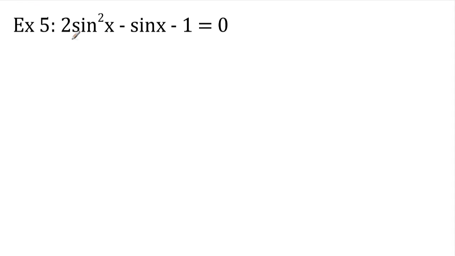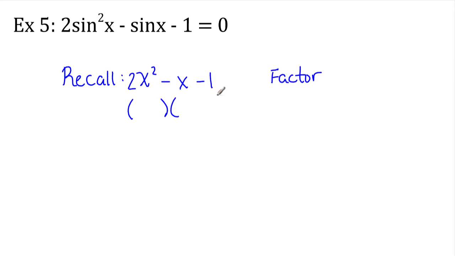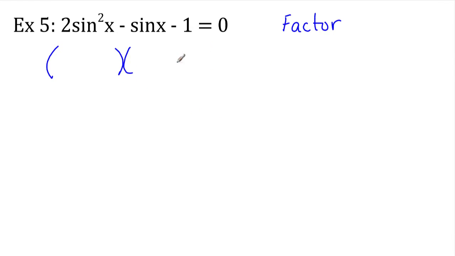In example 5, I see multiple sine terms, which clues me in that I should probably set this equal to 0 and try to factor. It's already equal to 0, so that's good news. Now let's review factoring quadratics. If this simply said 2x squared minus x minus 1 equals 0, could you factor 2x squared minus x minus 1? It would be 2x plus 1 times x minus 1.